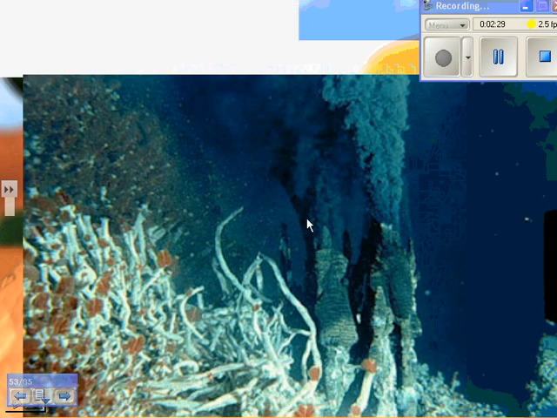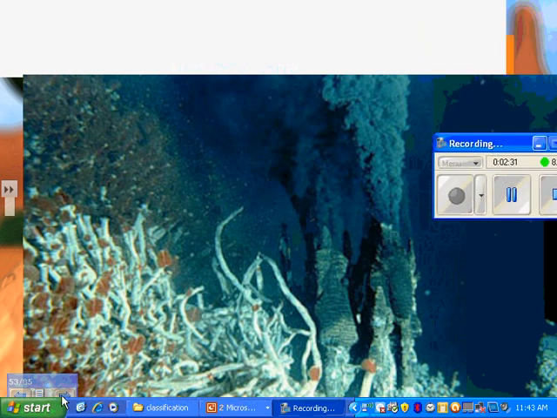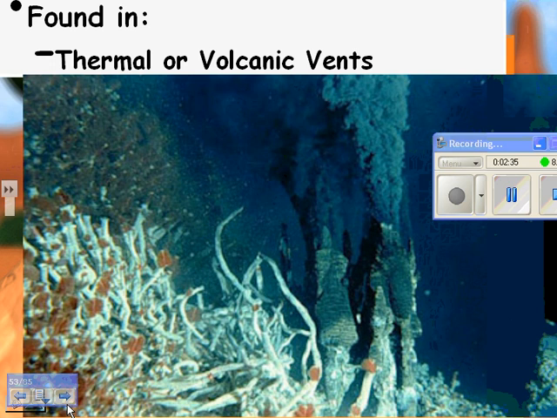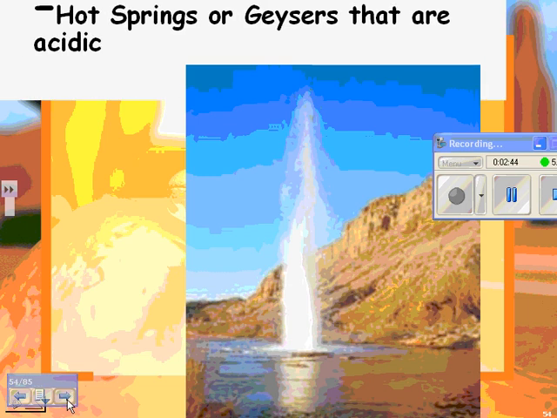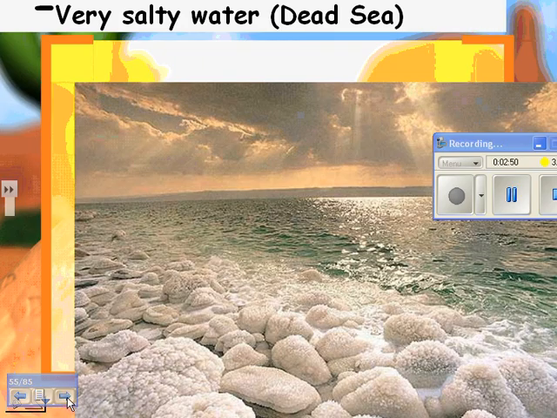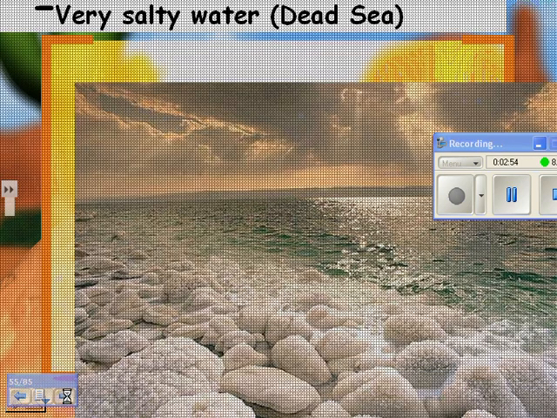And so they live in all these weird kind of harsh environments. One example of where archaebacteria live would be thermal or volcanic vents. So it can get really, really, really hot, and the archaea can still live there. They also live in geysers that are acidic, so hot springs or geysers that are acidic. And then they also live in places like the Dead Sea, so very, very salty water. I don't have a picture of it, but they can live where it's really, really cold too.